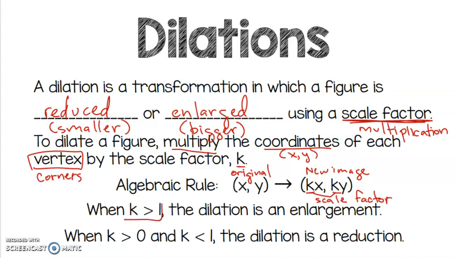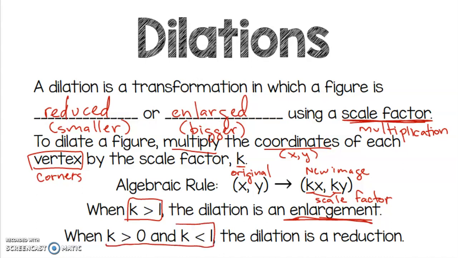When the scale factor is larger than 1, so 2, 3, 5, 7, 1.5, okay, that's going to enlarge our shape. Think about recipes. If I double a recipe, I'm making more of it. If I triple a recipe, I'm making more of it, right? So when that number is larger than 1, we are increasing it, okay?